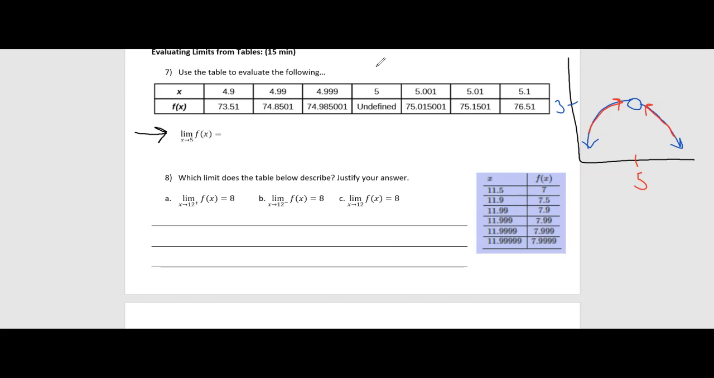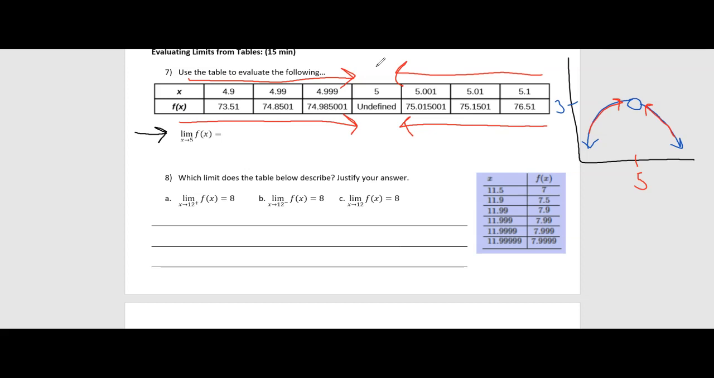So if I look at the function approaching 5 from the right-hand side, that would be coming this way. Well, I can see that the numbers go from 76.5 to 75.1 to 75.01 as we get closer to 5. So it looks like they're approaching 75 from the right-hand side. If I look at the other side, as I approach 5 from the left-hand side or the negative side, the numbers start at 73.5, 74.8, 74.98 as they get close to 5. So it also looks like they're approaching 75.